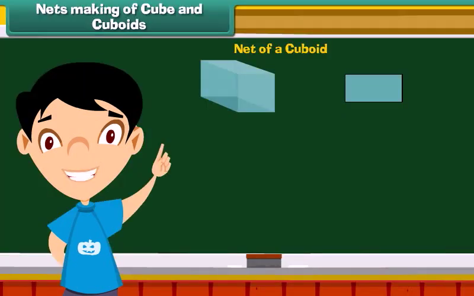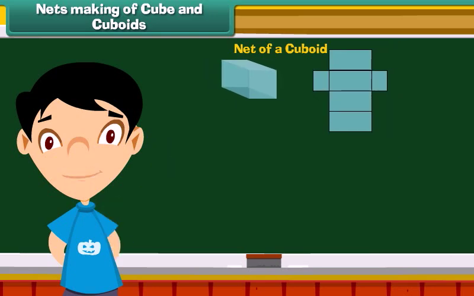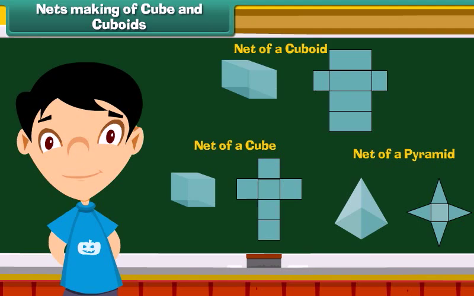Nets making of cube and cuboids. A net of a 3D shape is an arrangement which, when folded along the common edges, forms the 3D object. Here are some nets.